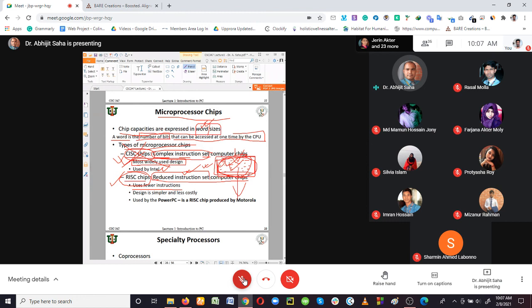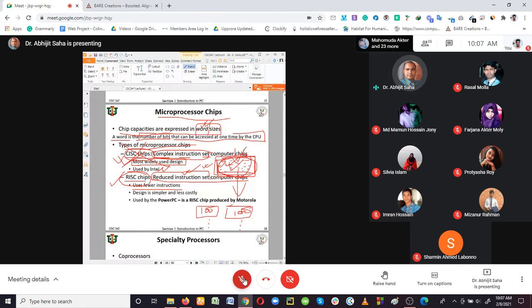If there are 1000 instructions, maybe there are going to be 10 frames, each having 100. So that means 100 into 10, it is going to be 1000. So that is what I mean. It is reducing the instruction set.